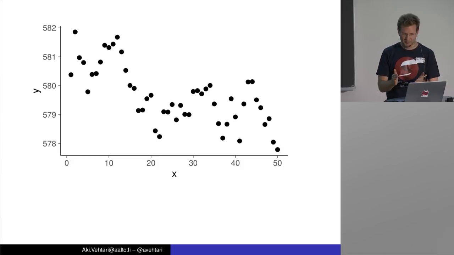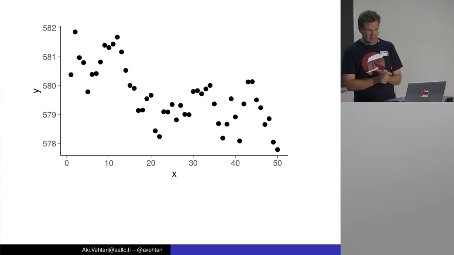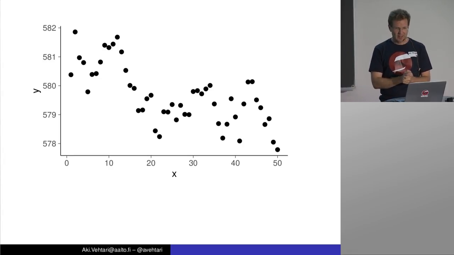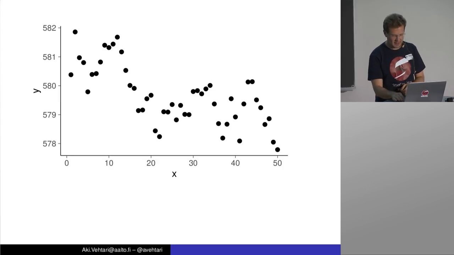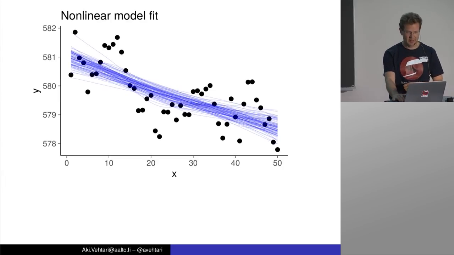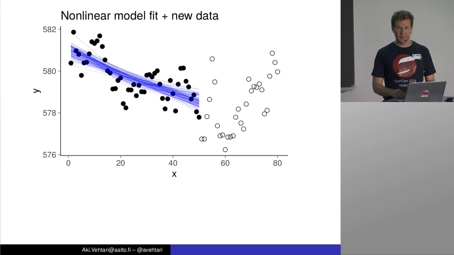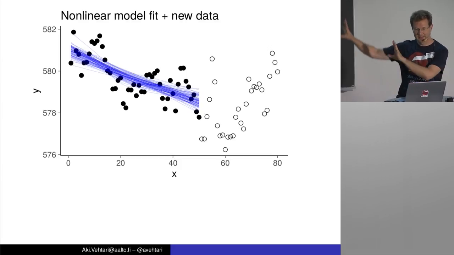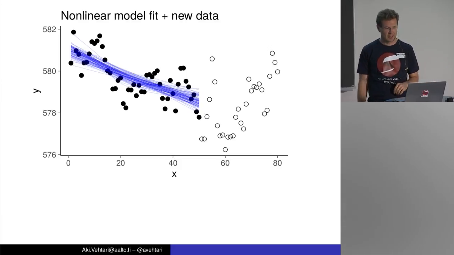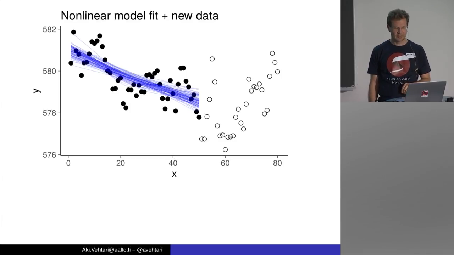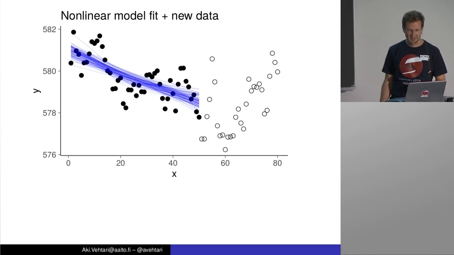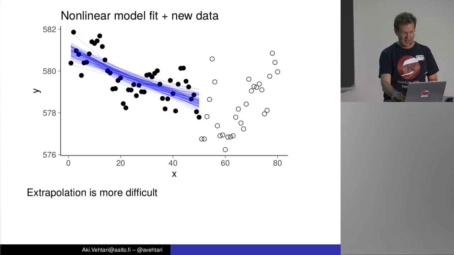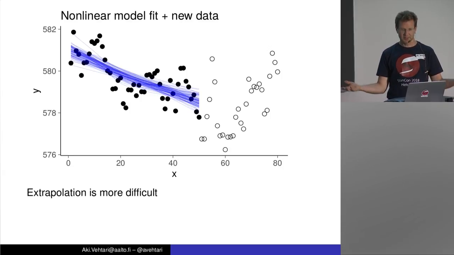So what if we have something like this, and then we fit the data, and then we observe new data, and oops, the new data is all outside, and you can also see that it can be a bit surprising that they are not following the trend. And we know extrapolation is more difficult.